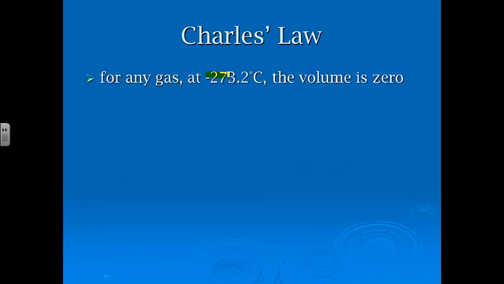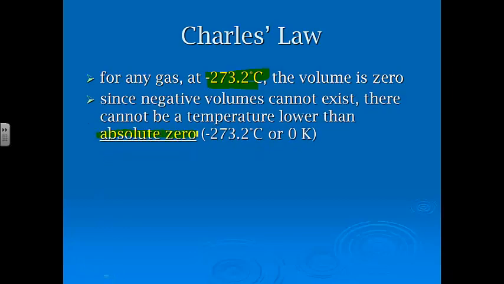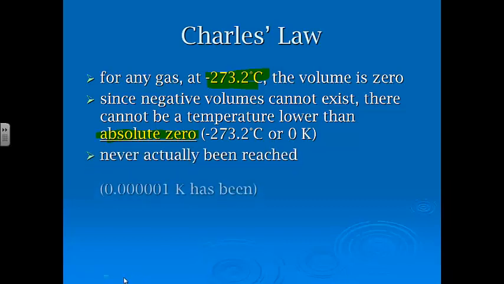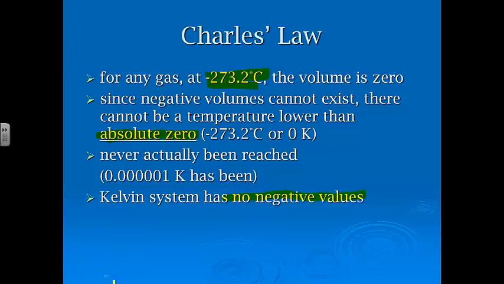And for any gas at negative 273.2 degrees Celsius, the volume is 0. That is what we refer to as absolute zero or 0 Kelvin. And it's never actually been reached here on Earth because there's always some heat flow. We've gotten within, I think, a few tenths of a degree. See, there you go. But we haven't quite gotten there because there's always a heat source. Kelvin system has no negative values.